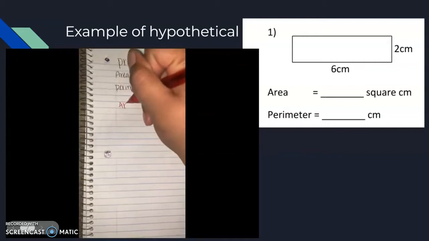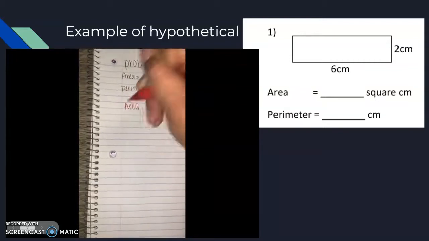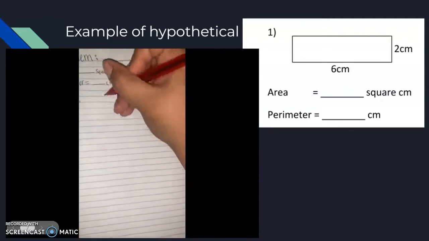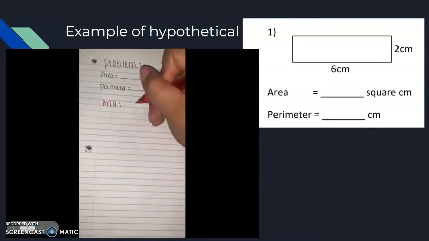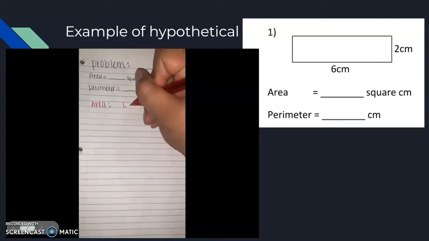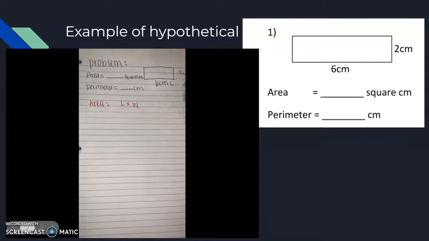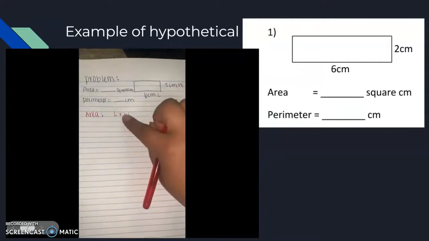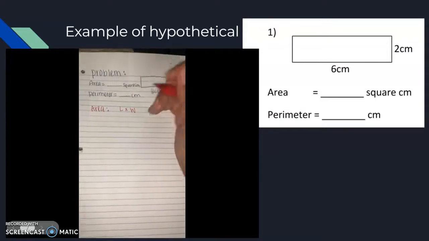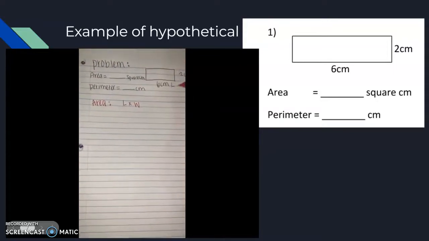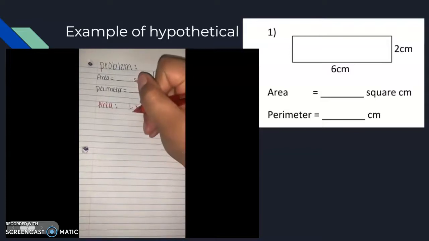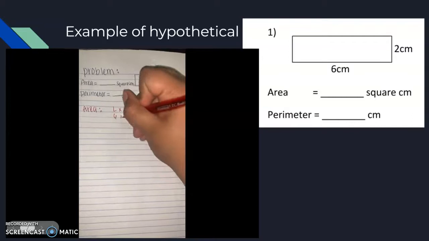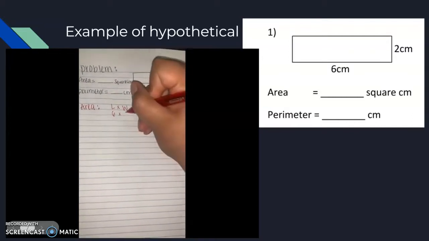So first is going to be area. The equation for the area will be length times width. So I'm going to write it down. I'm going to match the letters L and W with my equation. So I'm going to write down first the L, so 6, times the width, that's 2.